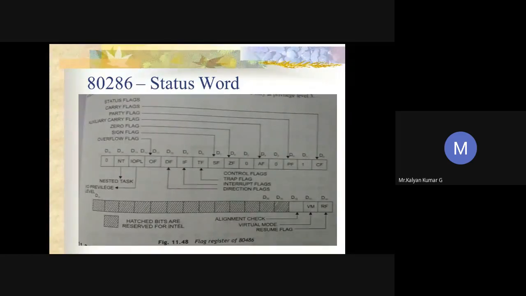This bit we call the AC bit, or alignment check flag. This is the only bit that has been added additionally, and the rest everything is the same as your 80386. Whenever this alignment check flag bit is set to 1, it means that if there is an access to any misaligned address, a fault will be generated. That is the only additional feature that has been provided, and the rest everything will be the same.